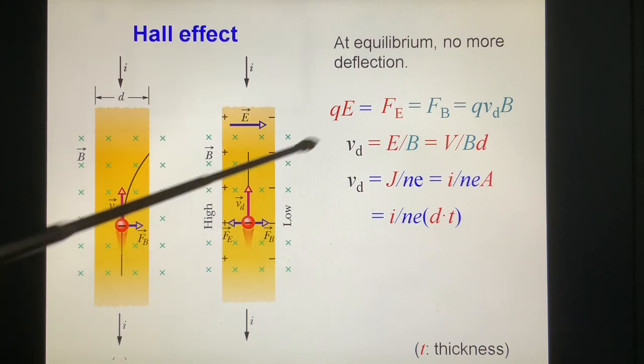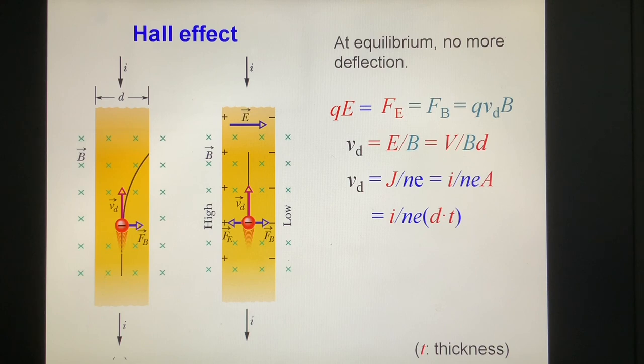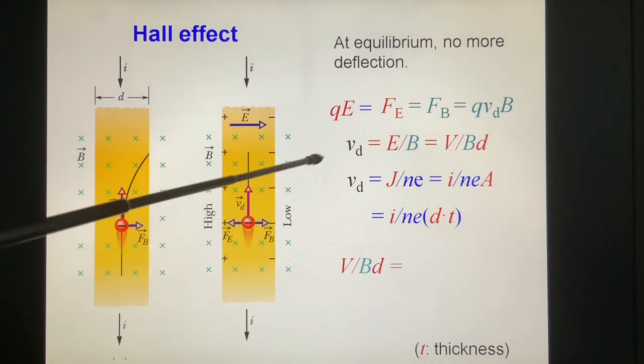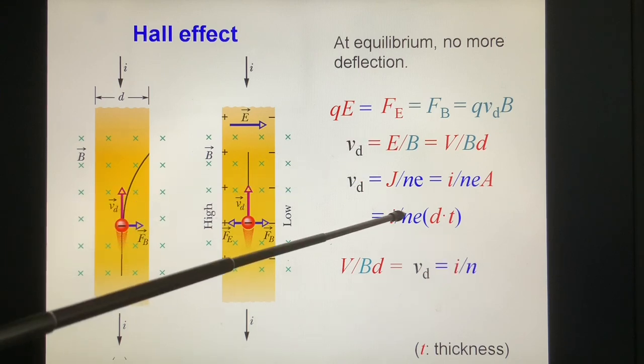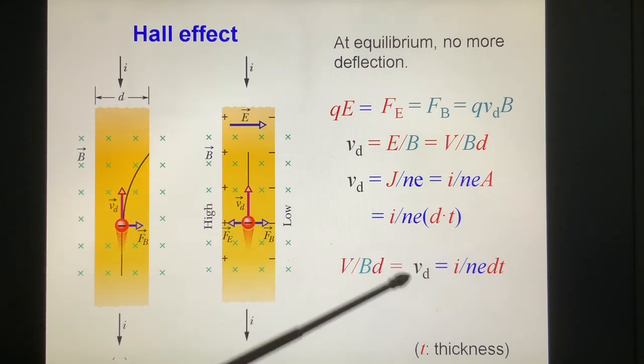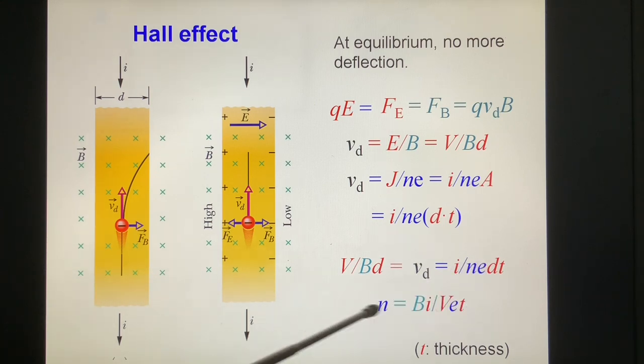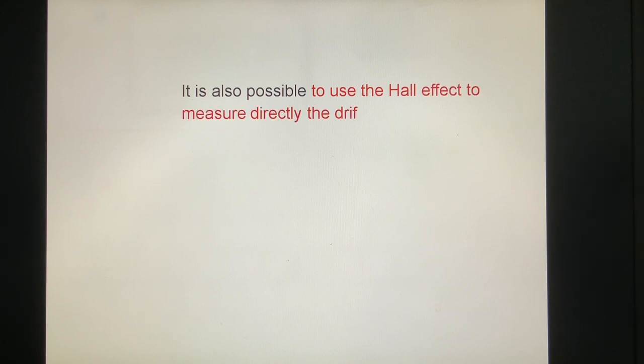The drift speed v_d calculated from the two points of view must be the same. So we get V over B d equals v_d equals I over n e d t. From this we can find n. Thank God, we know B, we know I, we know V, we know e, we know t. We can get this; this is wonderful. Finally, we can find the drift speed. We measured it: the drift speed is very slow.